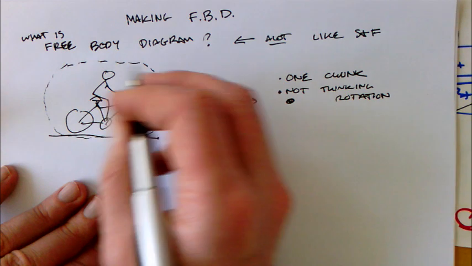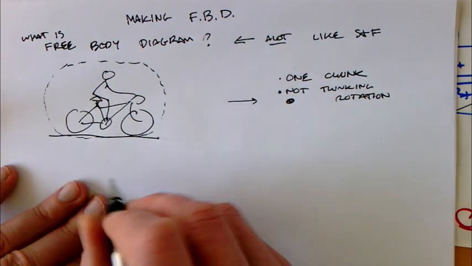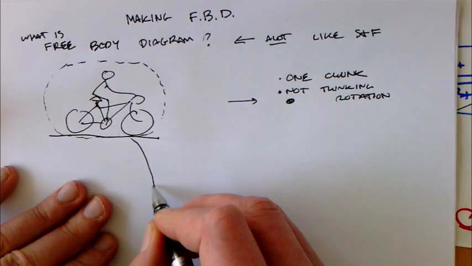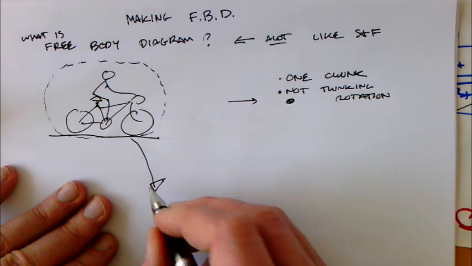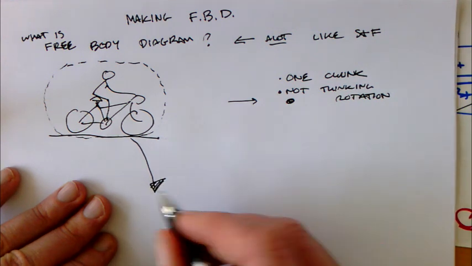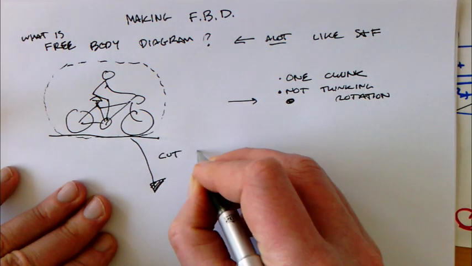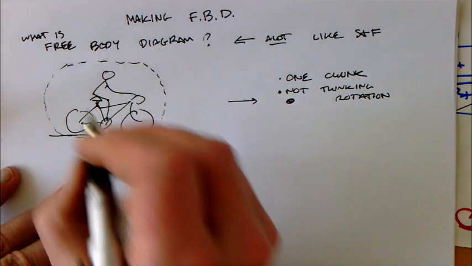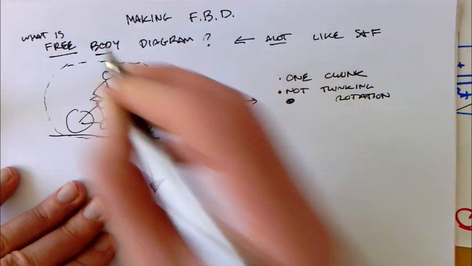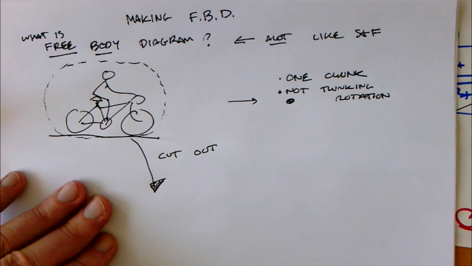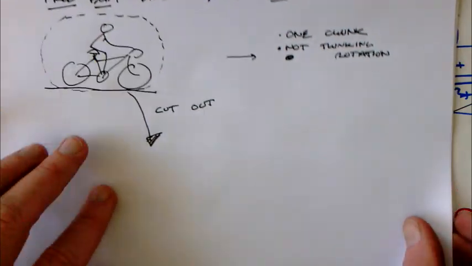So we're going to draw this system diagram, and we're going to basically cut this bicycle and rider out of the rest of the universe. And when we cut them out of the universe, what we're really doing is freeing the body. Right? That's why it's called a free body diagram. It's a diagram of a body that is freed from the rest of the universe, and the way that it's freed is you cut it out and then think about what are the interactions that you've cut through in order to cut it out of the rest of the universe.